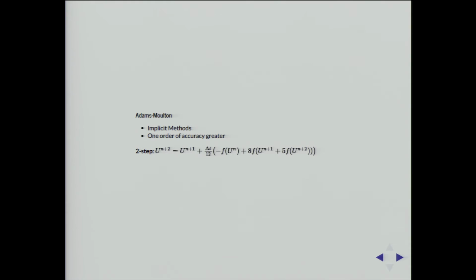Then I have the Adams-Moulton, which is the implicit method. And it's only 1 order of accuracy greater than the explicit version. That's not great, because for the implicit Runge-Kutta, I can get 2 times the number of stages. For this one, the number of steps is my order of accuracy. With this implicit method, I'm just getting 1 more, so it's not great.